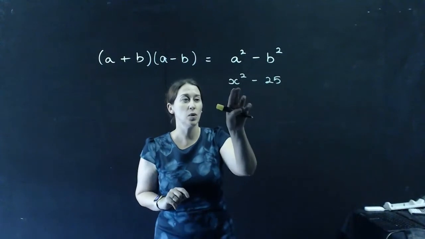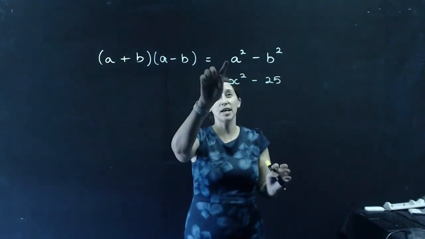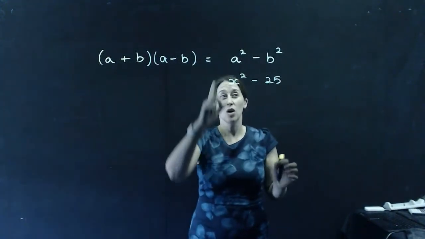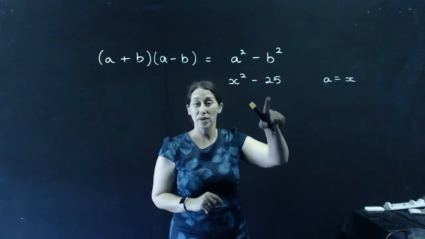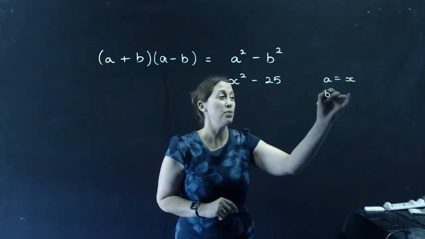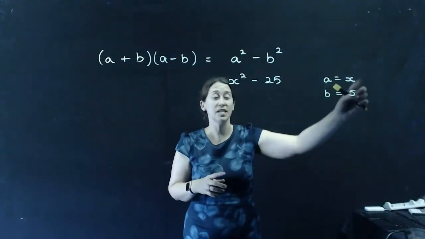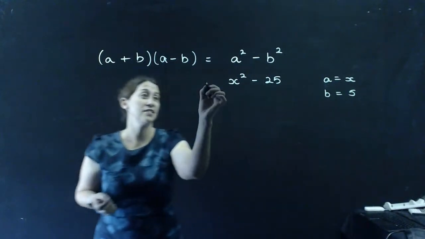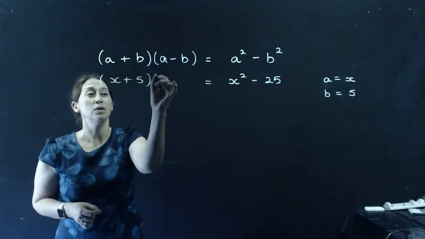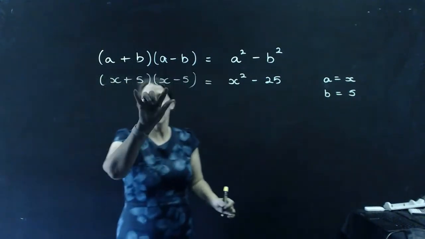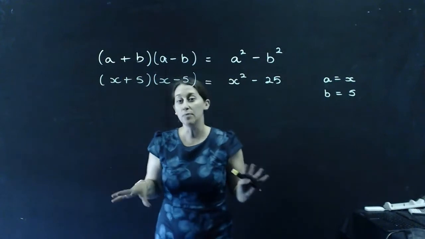And I can see that this is squared and 25 is a squared number, and I'm finding the difference between them. So if a squared has to equal x squared, we let a equal x in this case. And if b squared equals 25, then b is 5, the square root of 25. Now I simply substitute these values and factorize this expression. So x squared minus 25 factorized becomes x plus 5 multiplied by x minus 5. And this, you'll know from special expansions, is the difference of two squares. It's a special expansion.